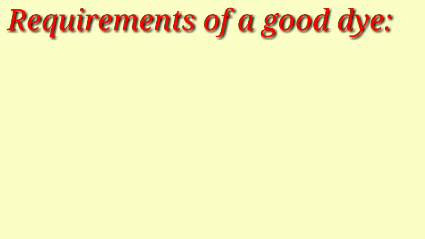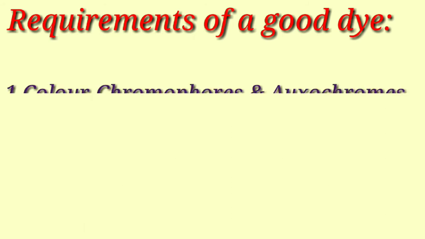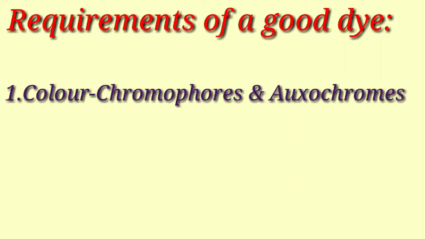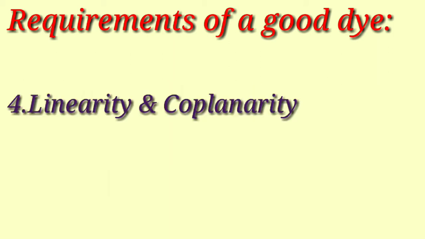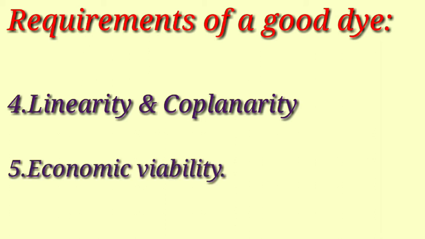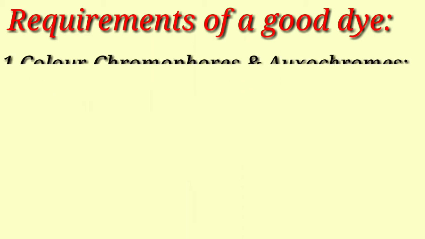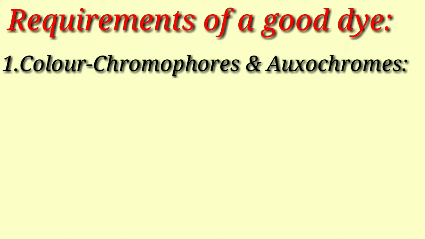Now, let us discuss the requirements of a good dye. First is color, which includes chromophores and oxochromes. Second is substantivity. Third is solubility. Fourth is linearity and coplanarity. And fifth is economic viability. So let us discuss in detail. The first point is color, which includes chromophores and oxochromes.